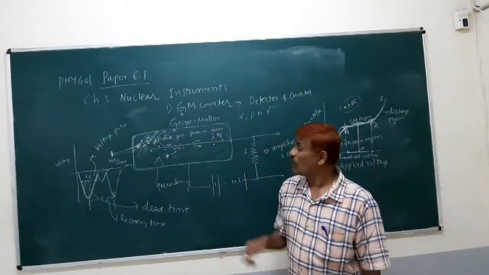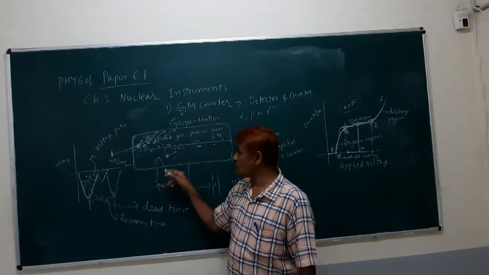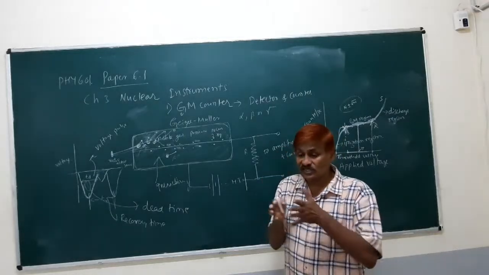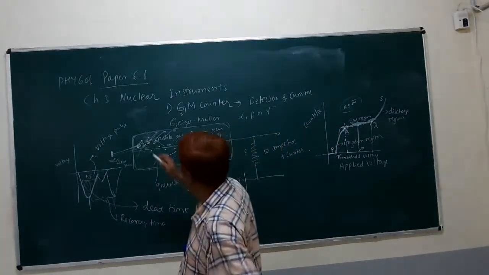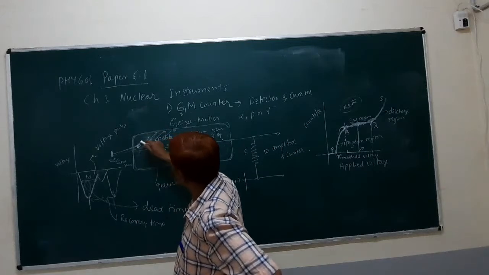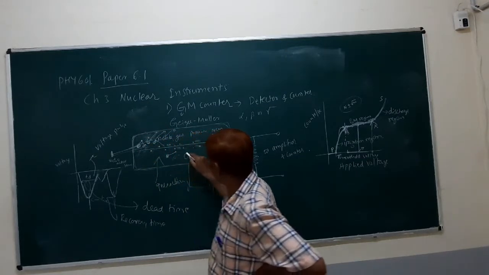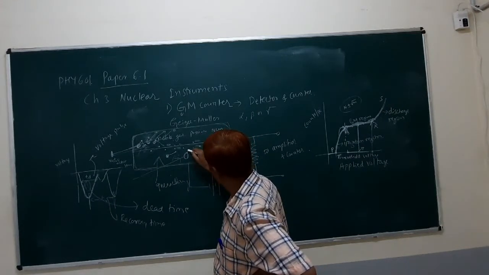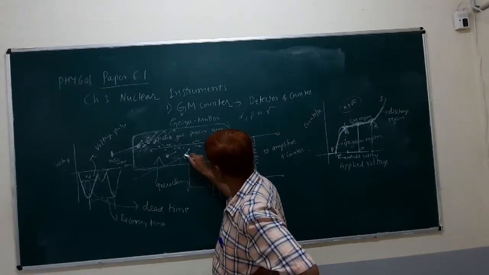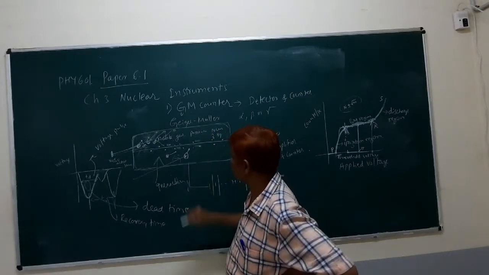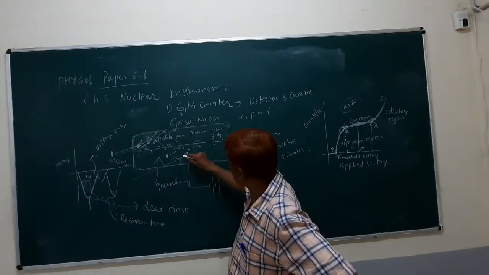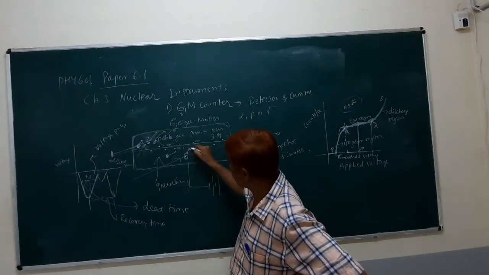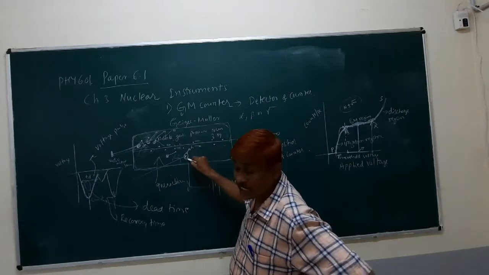Once a particle has entered, the ionization has to be stopped to make the counter ready to count the next particle entering. That gas is used to stop the ionization once it produces. See, this is an avalanche of ionization that is going to be produced. When a particle ionizes the atom, this is the electron produced, this is the positive ion, and this is the ion pair produced.